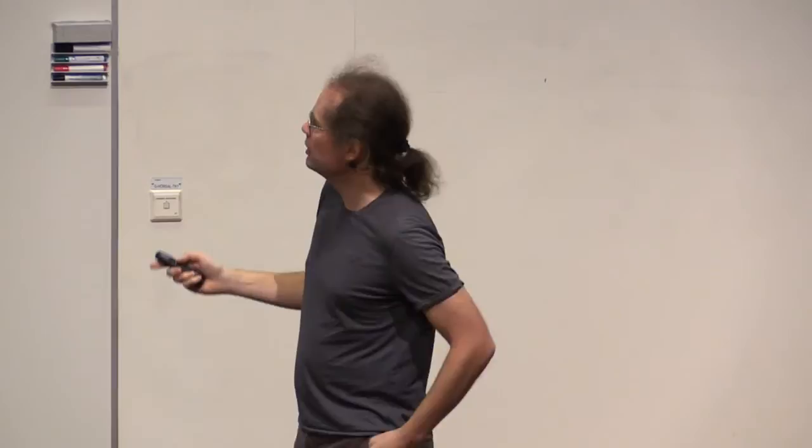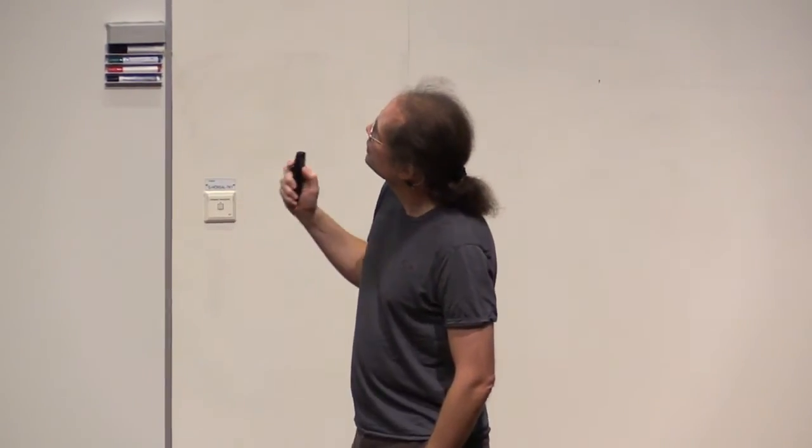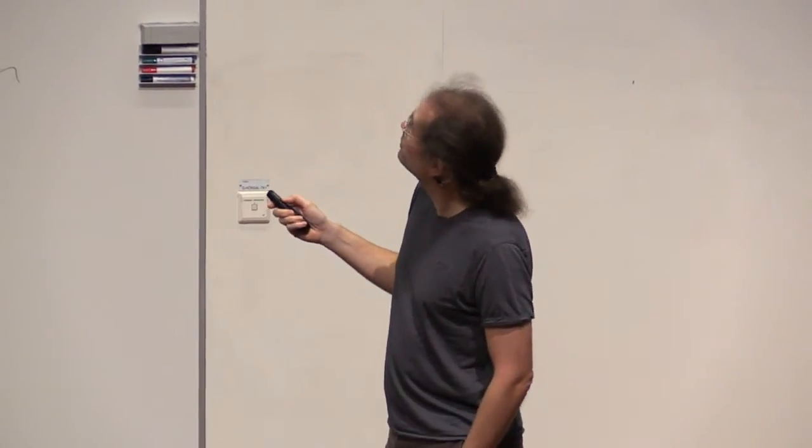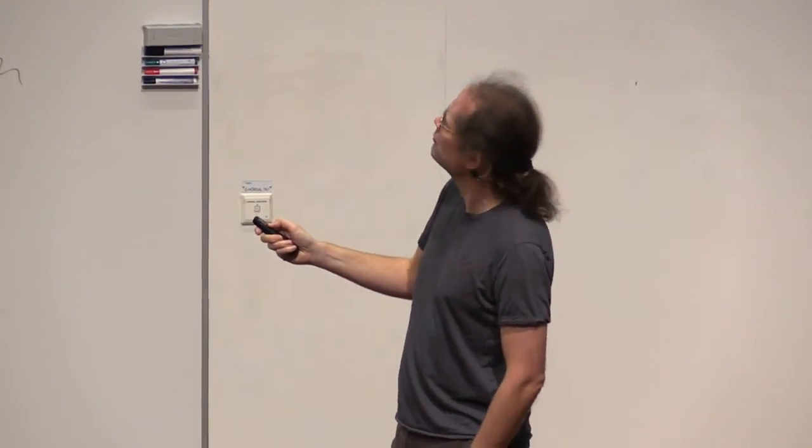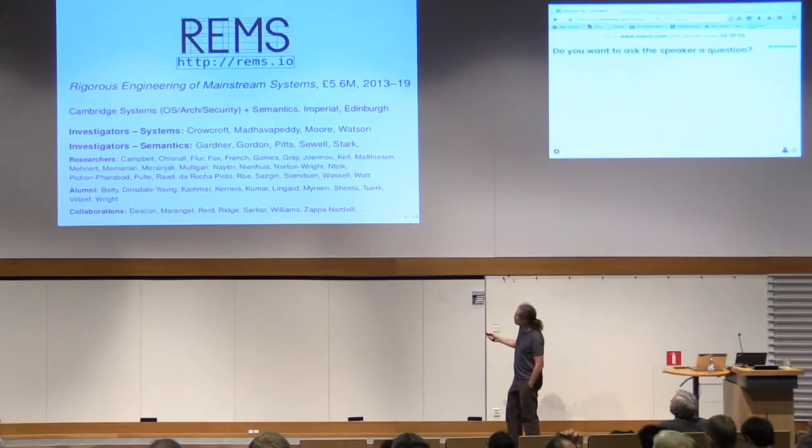So these precise definitions need to be constructed as part of this process, and that's really what we've been doing. At the moment, this is a big UK-funded project, RIMS, Rigorous Engineering of Mainstream Systems, with lots of people involved, but broadly parts of the Cambridge Systems and Security and Computer Architecture group, a bunch of semantics people, and some more semantics people in Imperial and Edinburgh.